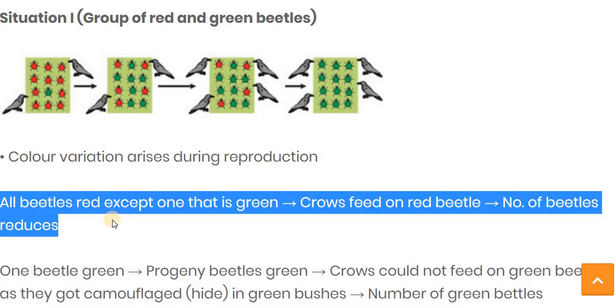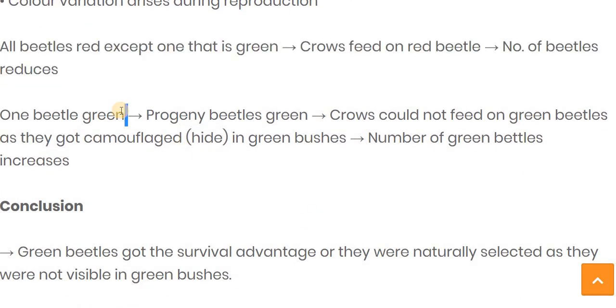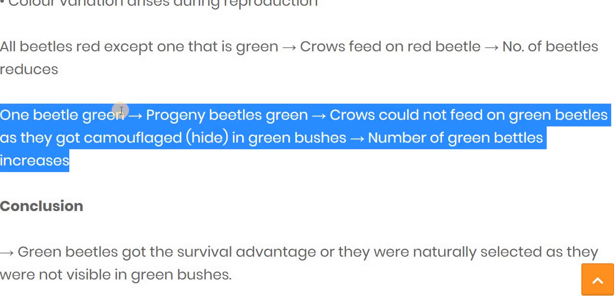All the beetles are red except one, which is green. All the crows feed on the red beetles, so the number of red beetles will decrease, and the one remaining green beetle's progeny are also green. So the crow could not feed on the green beetles, as they got camouflaged.